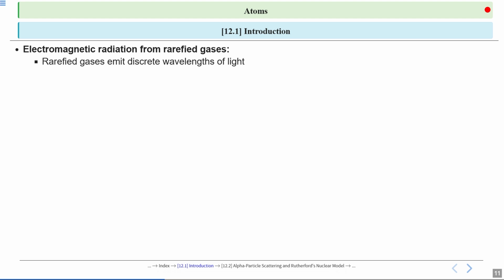Now notice that the rarefied gases emit light at only certain specific wavelengths. This means they don't give off a continuous rainbow of colors, but instead produce light at distinct points in the spectrum. This is different from what we see with something like a regular light bulb, which emits a broad range of colors. Okay, so let's see how these gases can be made to emit light.